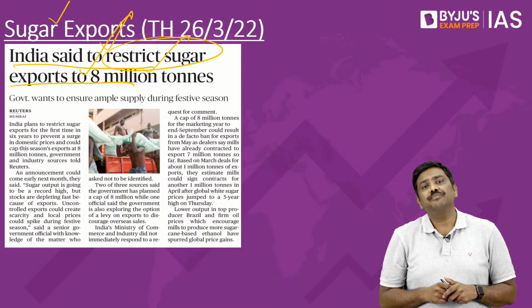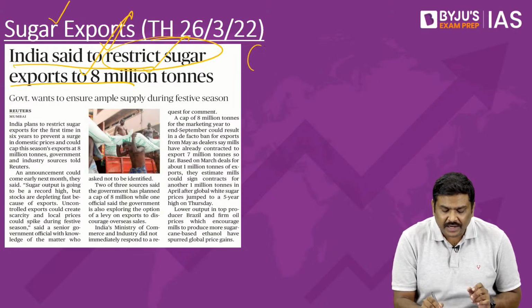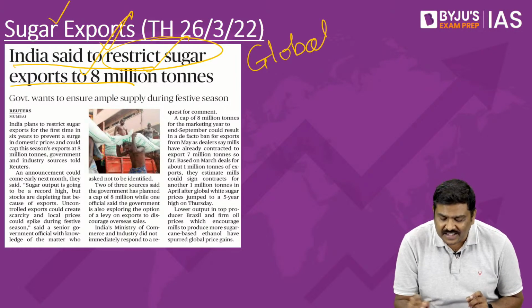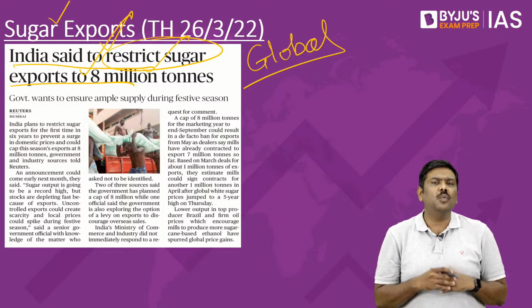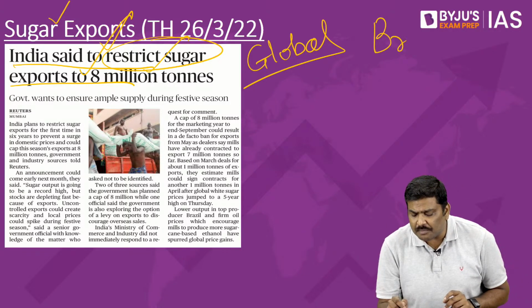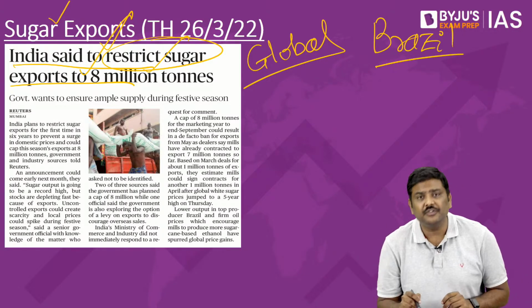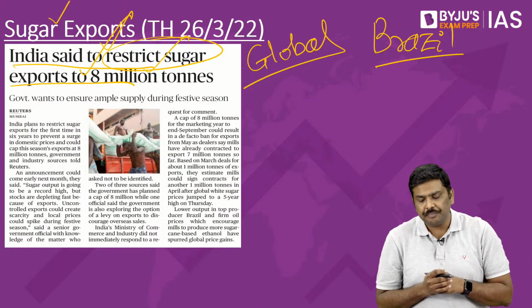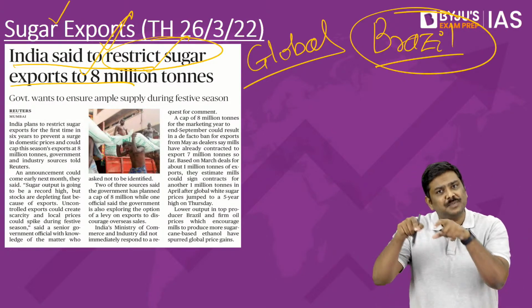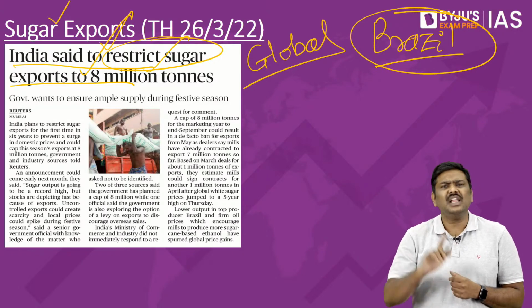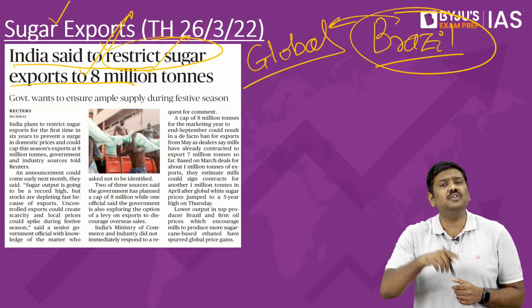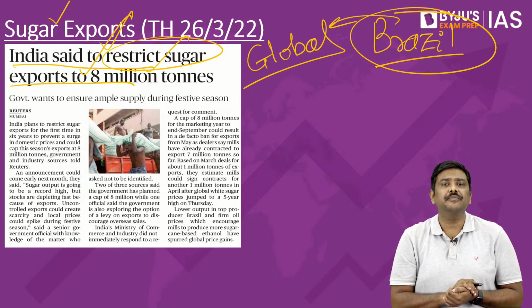Understand this very carefully. In the global market, sugar prices are actually rising. They are increasing. Why? Brazil, which is one of the most important countries in terms of production and export of sugar, its sugar production has been affected. And as a result of this, supply to the global market has been affected.